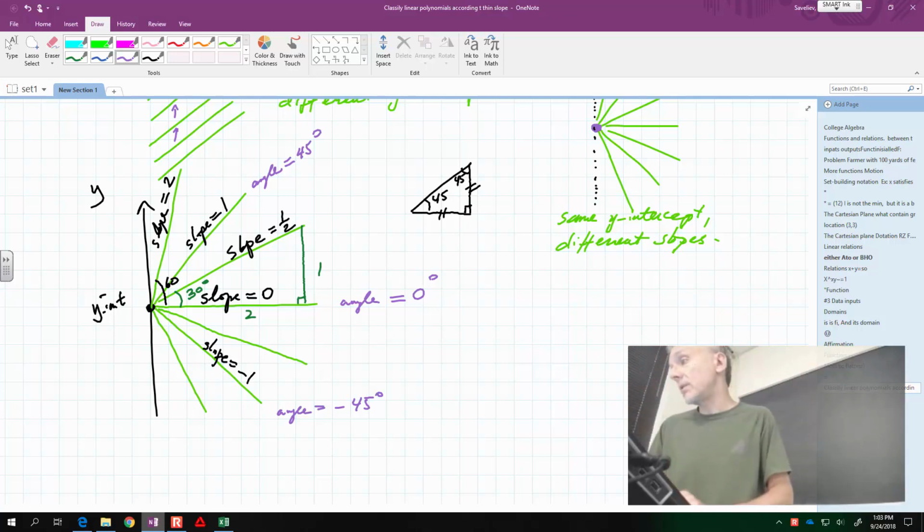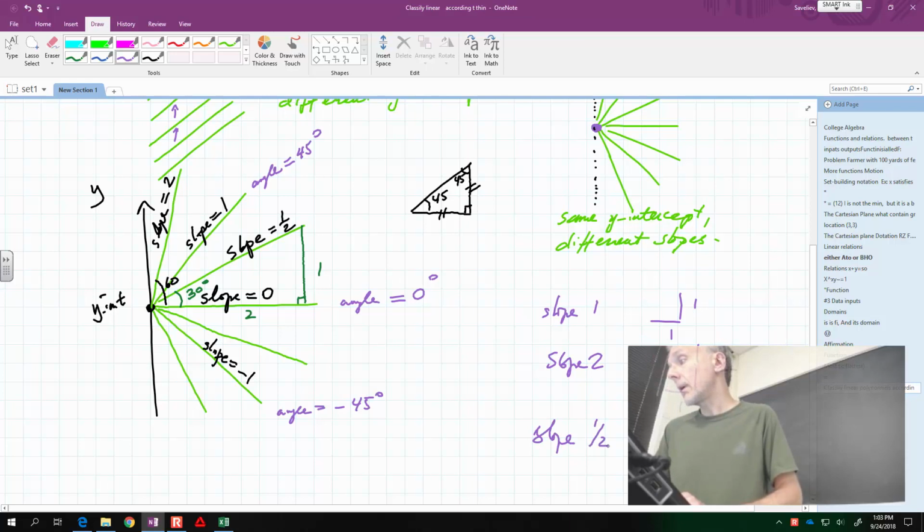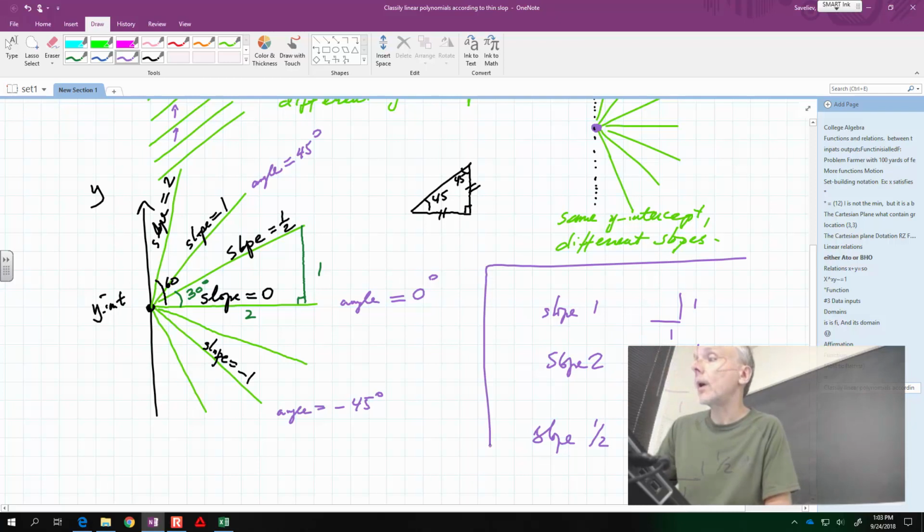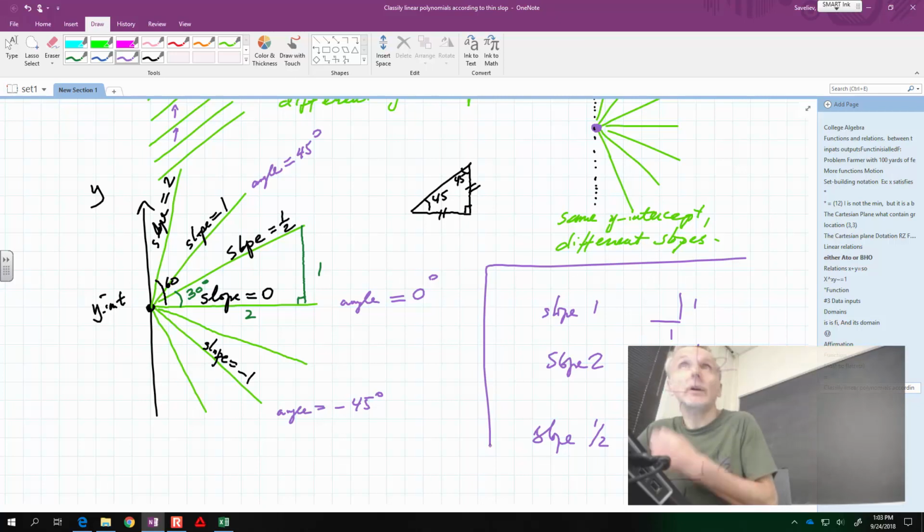What does it mean? It means very simply, slope of 1 is 1 and 1. Slope 2 means 1 and 2. Slope 1/2 means you go 1 horizontally and 1/2 up. So that's a very simple idea of describing the angle of the straight line without trigonometry.